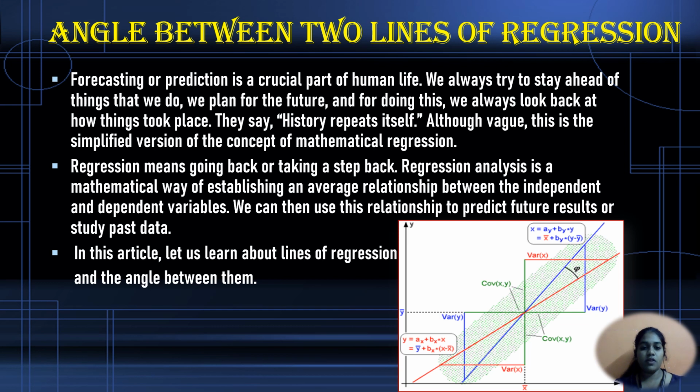Angles between two lines of regression. Forecasting or prediction is a crucial part. We also try to stay ahead of the things we plan. Although this is a simplified version of the concept of mathematical regression, regression means going back or taking a step back. Regression analysis is a mathematical way of establishing an average relationship between the independent and the dependent variable. We can use this relationship to predict the future results or study past data. In this article, let us learn about the lines of regression and the angles between them.